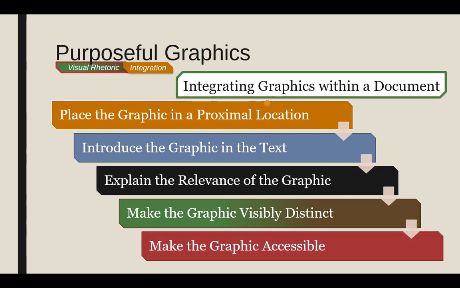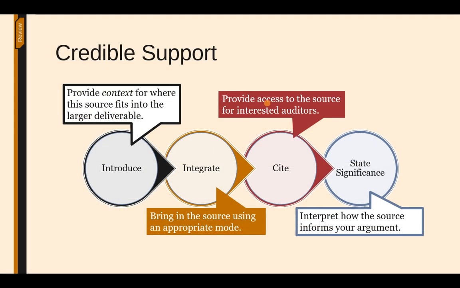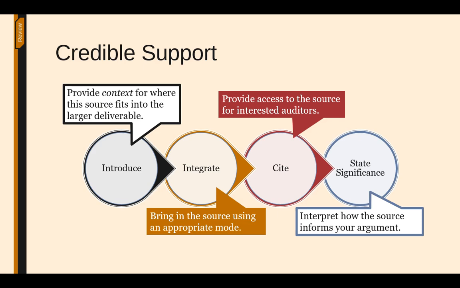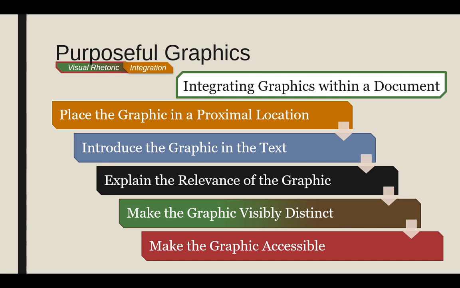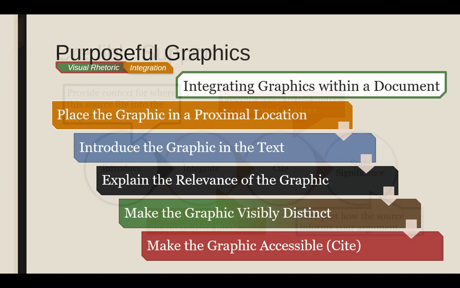And then make the graphic accessible. Right? So that means you may need to put in a description of what is there for the visually impaired, but it also means that if you're using information that you're citing, that you are making that information accessible. Right? So we talked about credible support a while ago. Same basic idea. Introduce. Integrate. Okay. Make it visibly distinct. That's basically the equivalent. Cite. Make the graphic accessible. State the significance. Explain the relevance. All these things go together.